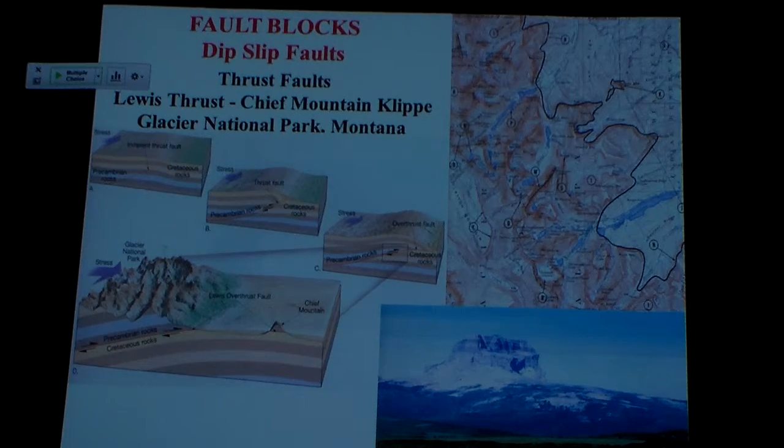So look at the result. I've got a column of rock that's out of order age-wise. I've got Precambrian up to Cretaceous, and then it repeats Precambrian, Cretaceous. Man, that can be a little confusing. And then you throw in a little bit of erosion, and out of this whole thrust that we've seen here, just a little piece of Precambrian sits out here on top of Cretaceous rocks, and that's Chief Mountain.